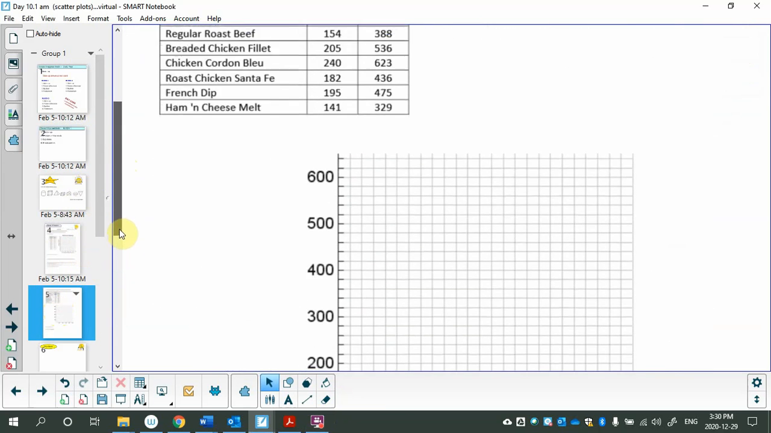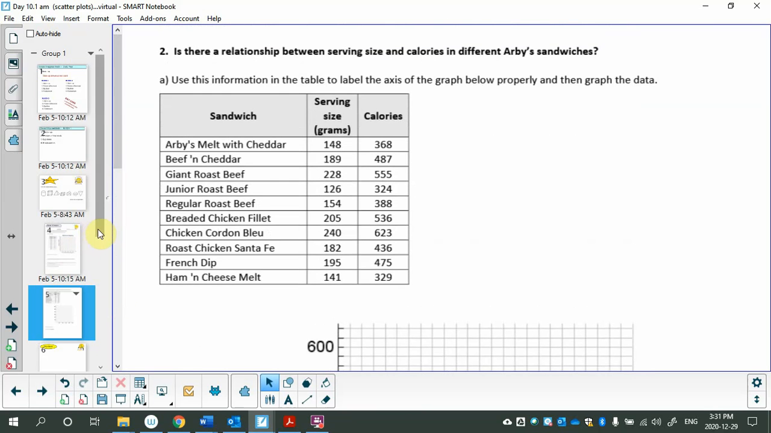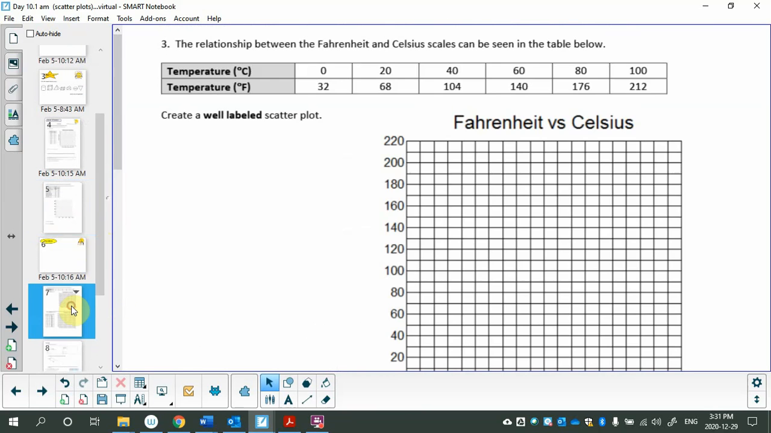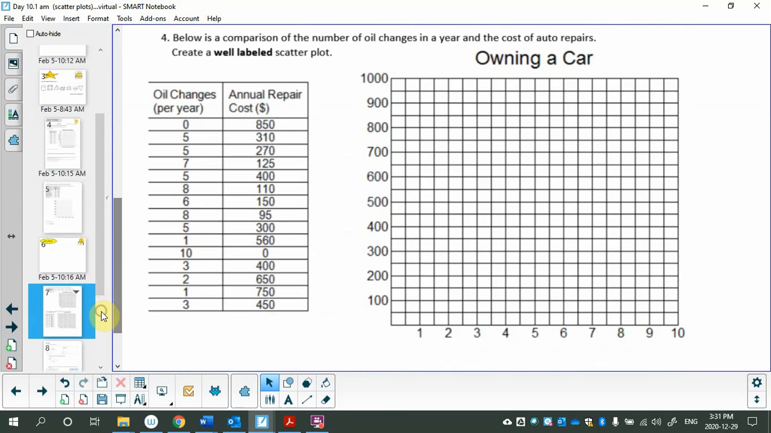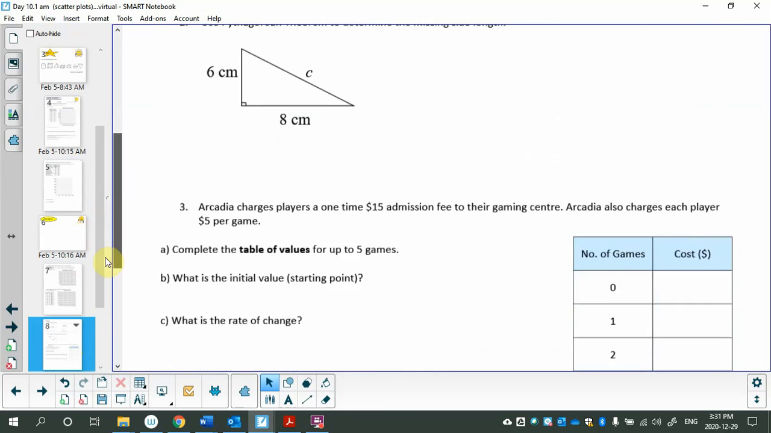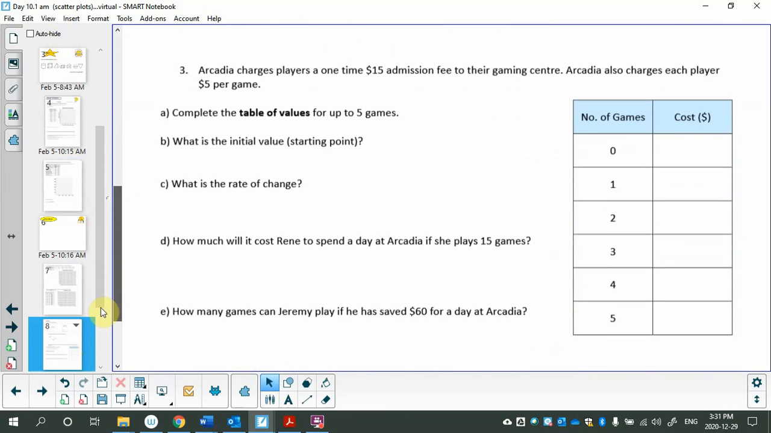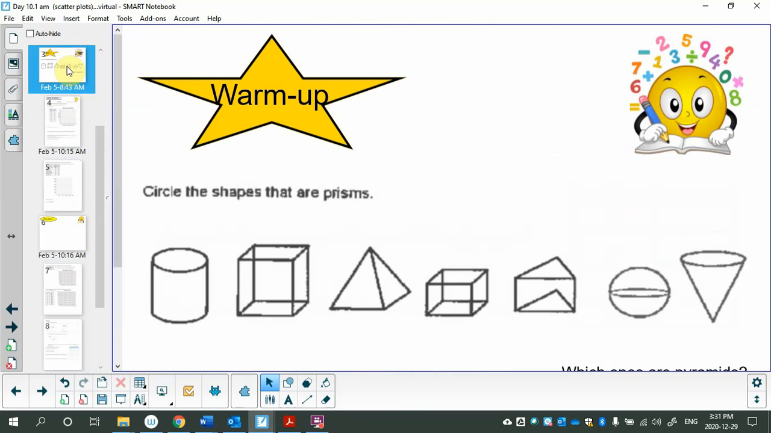There's page 2. There's page 3. And finally, page 4. So you'll need to find that, which I believe is under your first day if it's stapled together. Before we start scatter plots, we're going to look at this question.